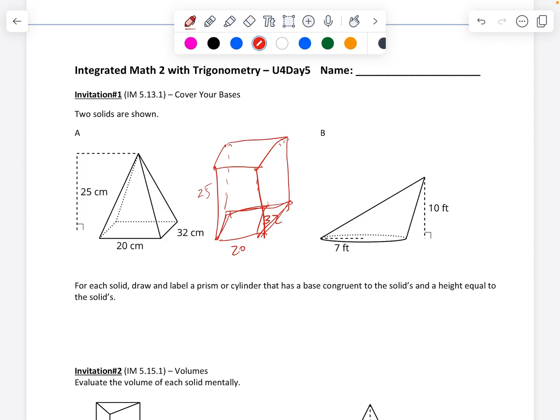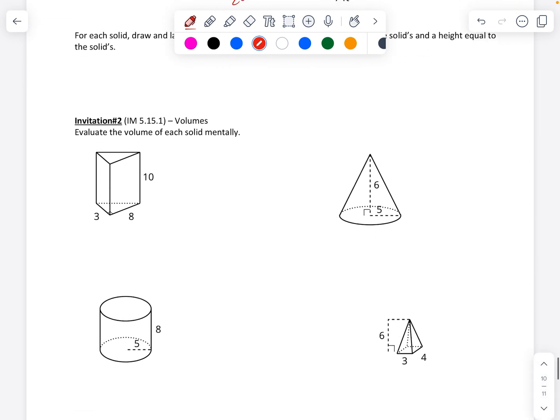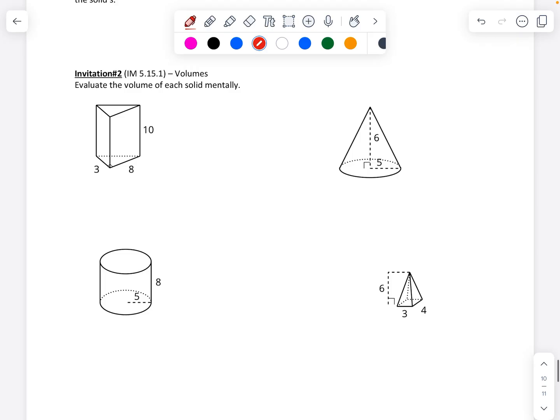All right, and then for the second one, we want to draw a cylinder with the same base area. So it has to have the same base, and the height will be 10. All right, so that's it for invitation 1. Pretty straightforward. It doesn't say anything about volume being the same. Evaluate the volume of each solid mentally.